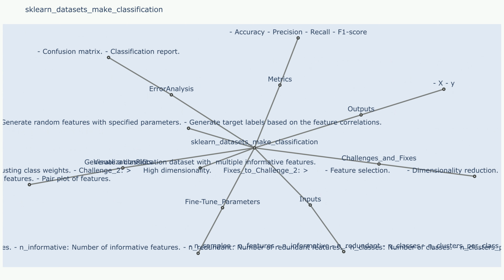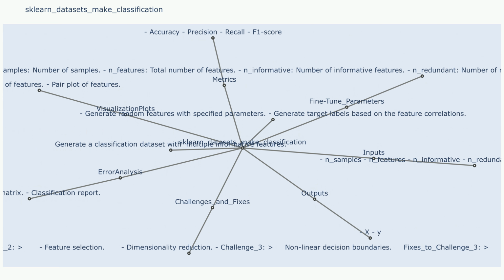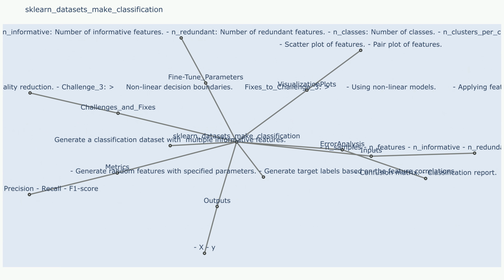Fine-tune parameters. n_informative controls the number of informative features, which influences the complexity of the task. n_redundant allows you to introduce redundant features, adding noise and complexity to the dataset. n_clusters_per_class modifies the cluster structure within each class, affecting the decision boundary shapes.